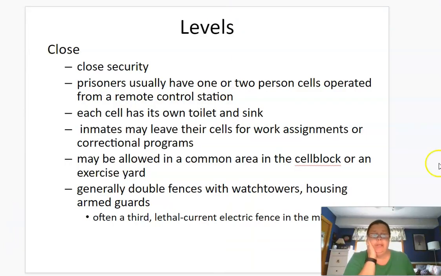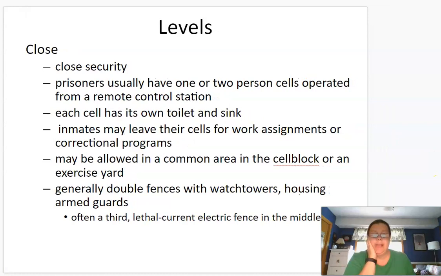Closed security means a couple of things. As we get to less security, we're starting to see that inmates are coming together more in cells. They're getting a little bit more freedom to move around. They may be attending classes. They may be going through treatment in a smaller group rather than a max where they are literally locked down.